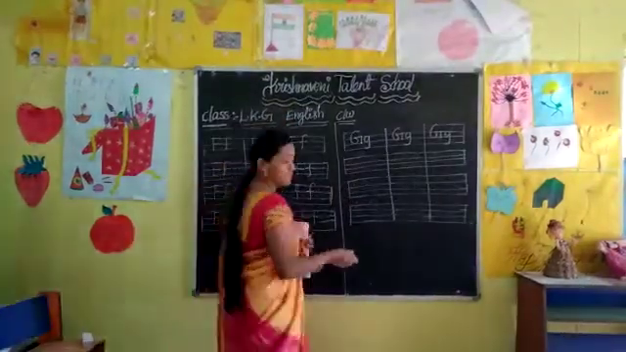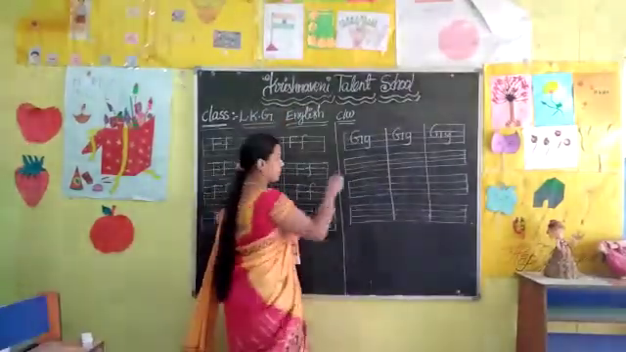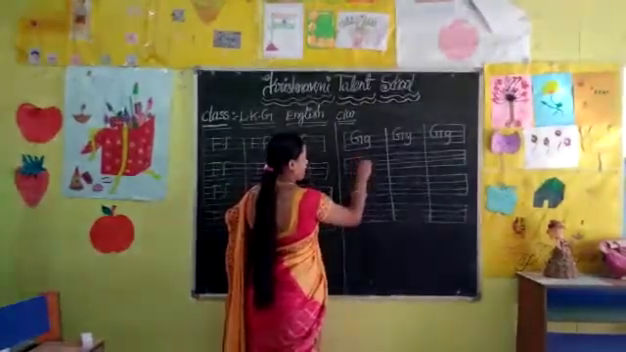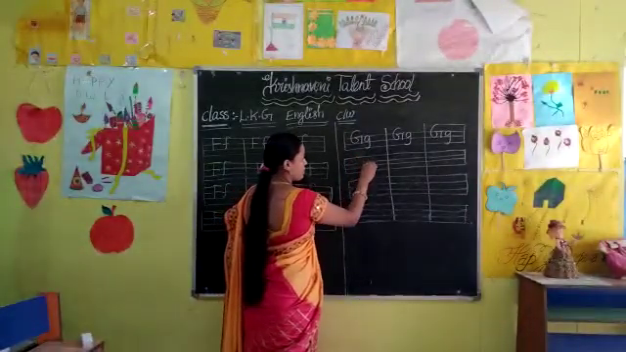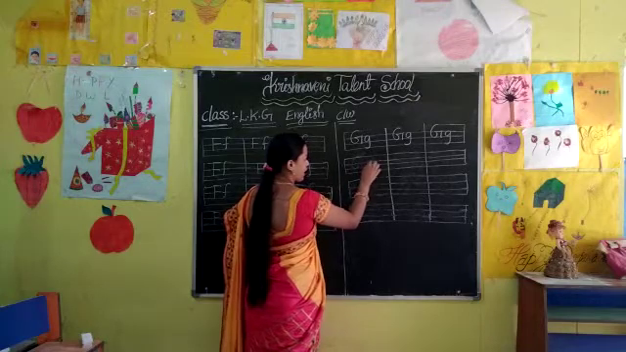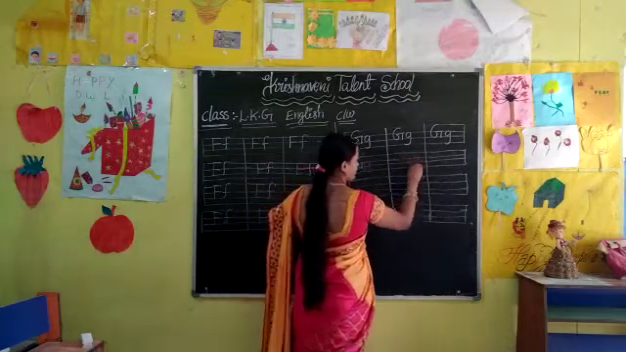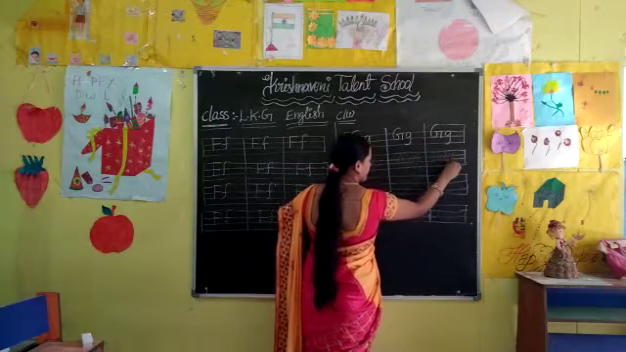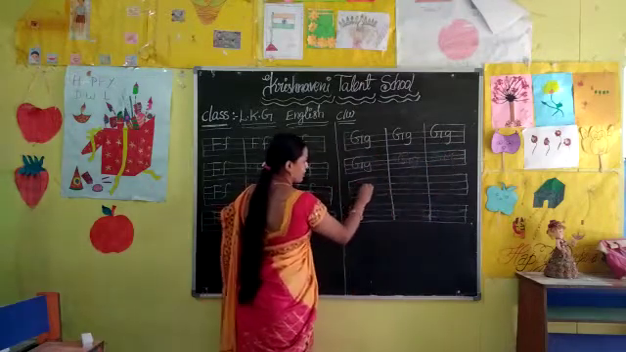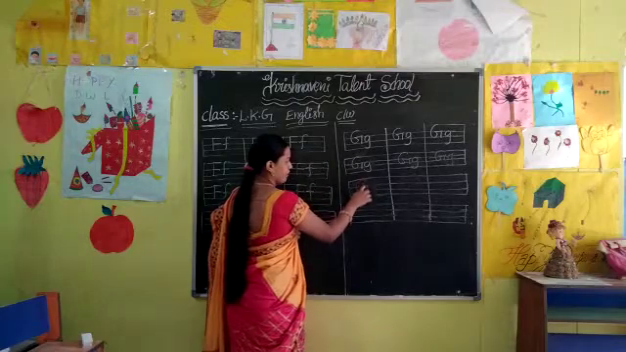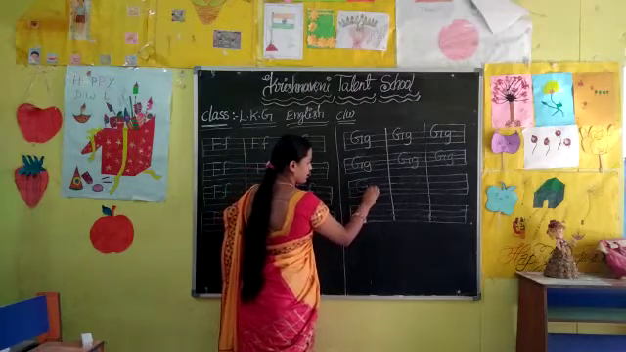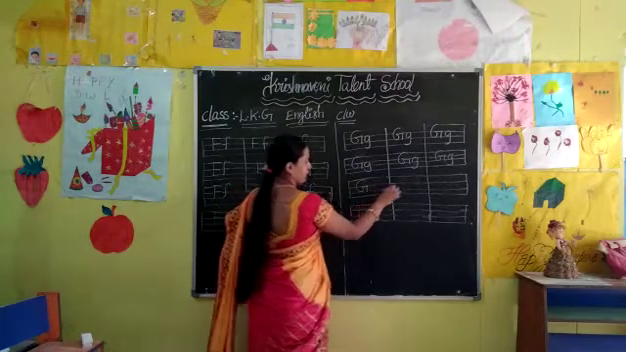How to write G? See the board, children. Capital G we have to write in these three lines. And small g we have to start from the second line till the fourth line. Okay, like this you have to write. This is the letter G, capital G and small g. Write capital G in the first three lines and small g touching the second line to the fourth line. Like this you have to write.